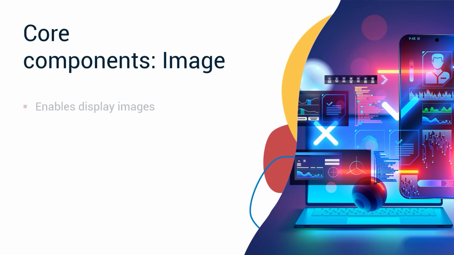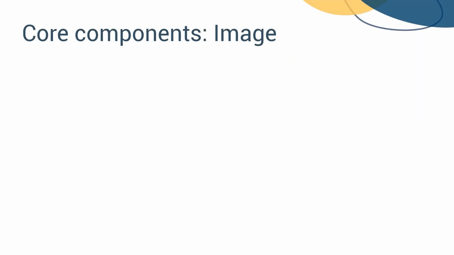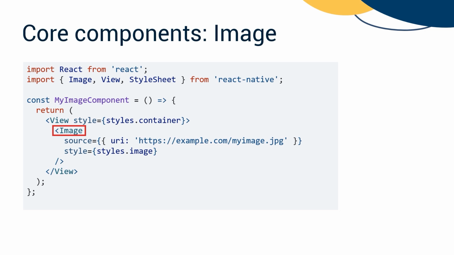The image component enables a user to display images in a particular application. It supports both local and remote image sources, including custom styles. The syntax in image is the opening and self-closing tag of this component used to display images. The source prop defines the image to be displayed, using a URI for a remote image. The style prop applies styles to the image component.